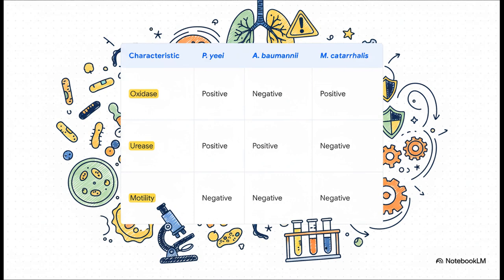So here's a quick cheat sheet to help you tell it apart from other usual suspects on the bench. That positive oxidase test, boom, that immediately rules out Acinetobacter. Now, Acinetobacter can also be urease positive, just like Paracoccus yeei. But the key combo to look for is oxidase and urease positive. That really helps you separate it from something like Moraxella, which is going to be urease negative.